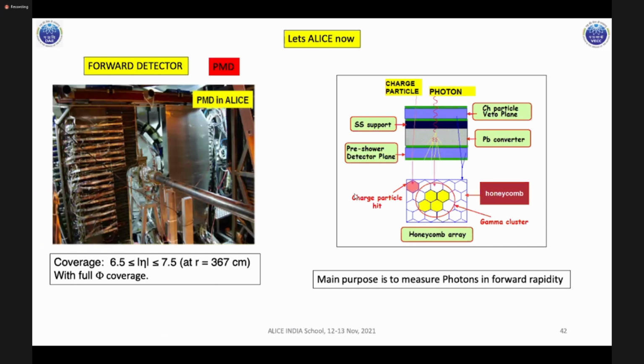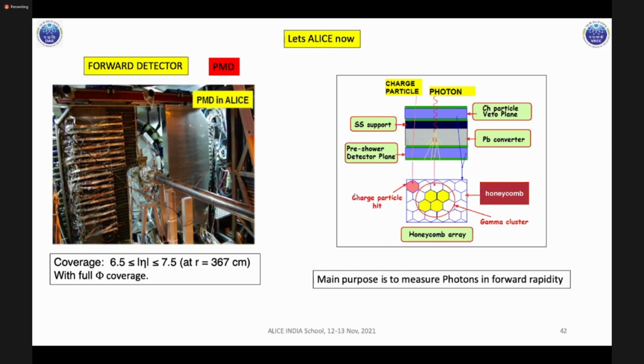Now let us go over to the forward detectors. There are many detectors. Few were there. Now, they are not working anymore, and few are still there and upgraded after this, LS2. One detector is PMD detector, which was an effort from India side, completely Indian detector. It was placed at 367 centimeter away from the interaction point in the forward direction.